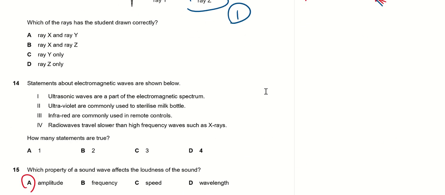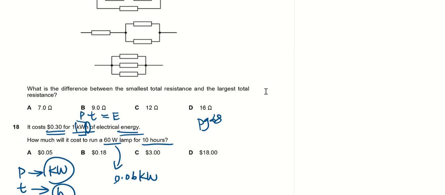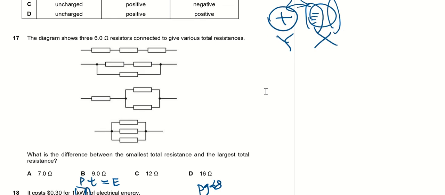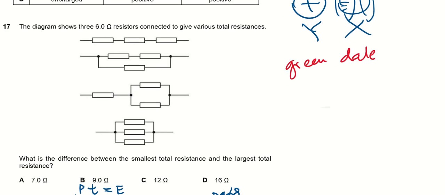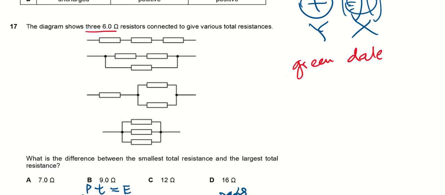Question 17. Okay, question 17. So Greendale. Okay, now this is a little variation from what we did just now. Instead of giving us 100 ohm, they tell us it's 6 ohm. But they also want us to find the difference between the smallest and the largest total resistance. So we have to do one more step.